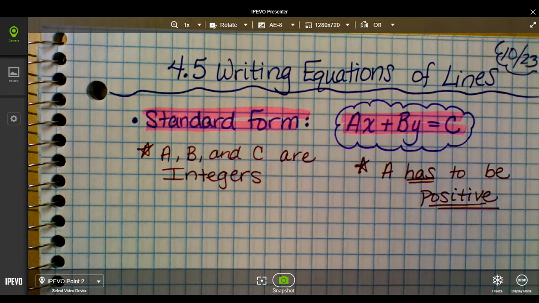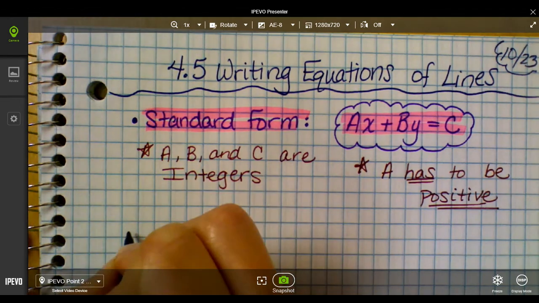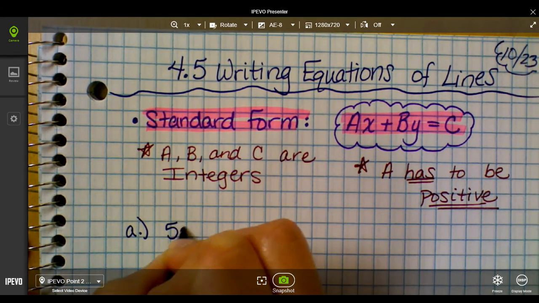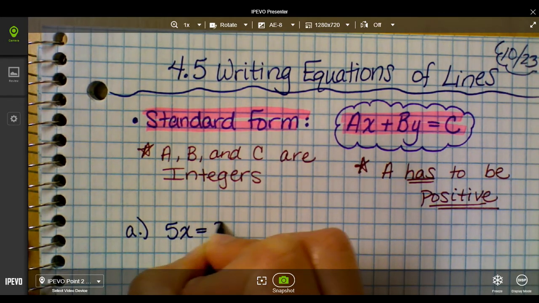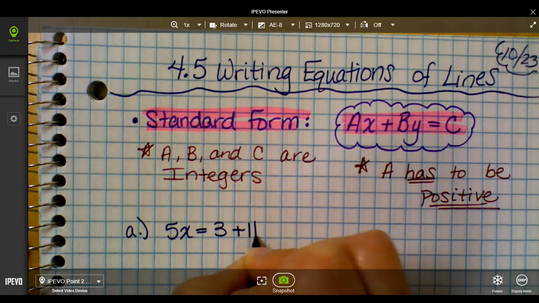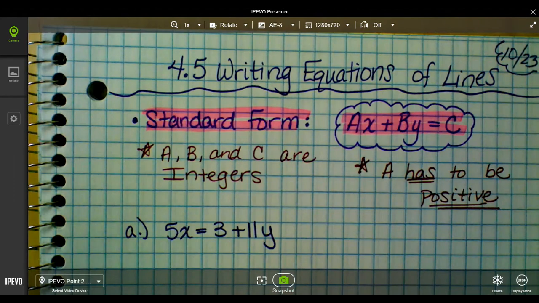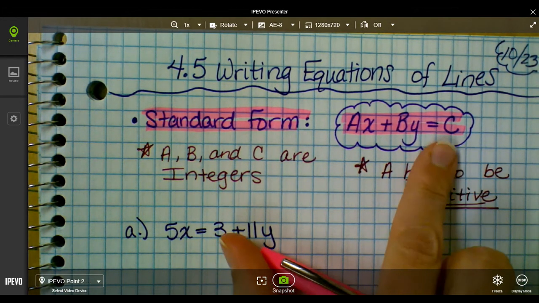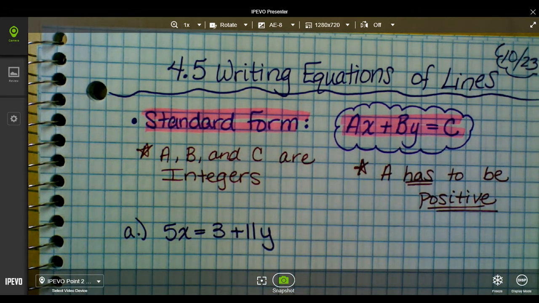Okay, so let's go on to our first example. I want you guys to put these into standard form. So I have X equals 3 plus 11Y. You guys have to remember that for standard form, you want your X's and your Y's on the left side of your equal sign, and the C always stands for constant. You want your constant on the right side of your equal sign.